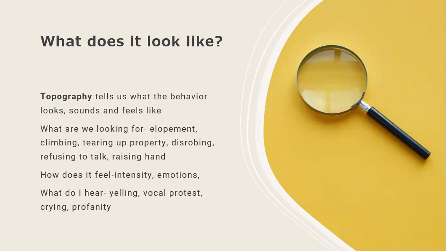So what are we looking for? Elopement, climbing, tearing up property, disrobing, refusing to talk, raising a hand. Those are all types of behavior that we can see in many environments that we can increase or decrease. Okay. How does it feel? The intensity, the emotions, thinking about sad, internal events, pain. Pain is something we can't see, but someone can vocalize how much pain. Like in the doctor's office, they ask on a rating scale from 0 to 10, what is your pain level?